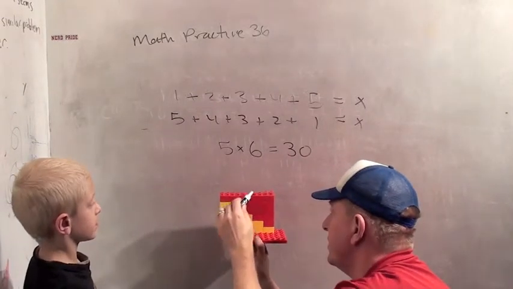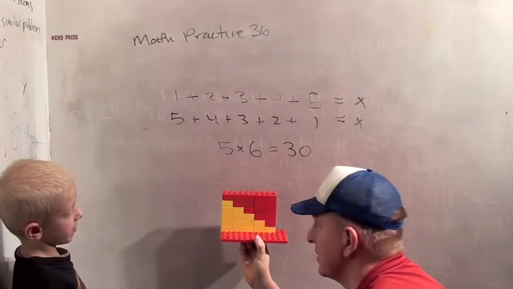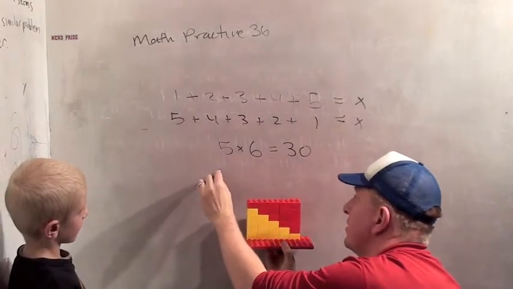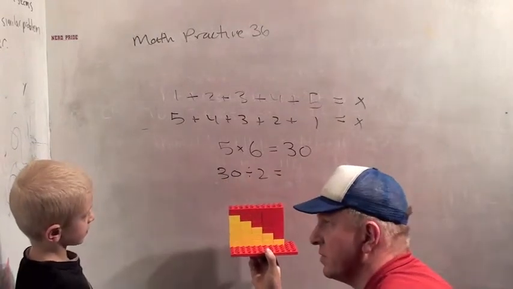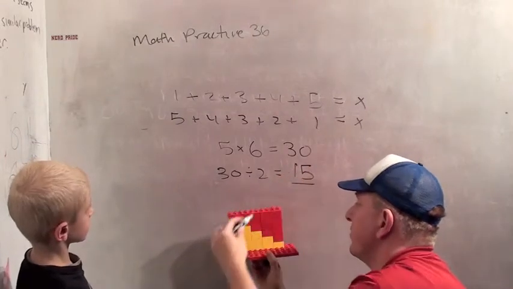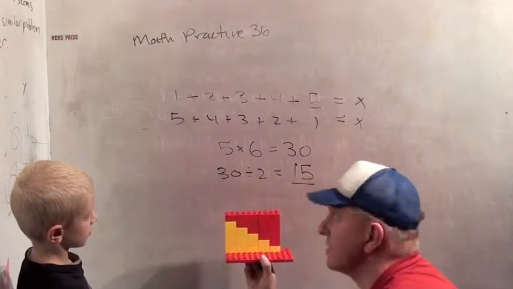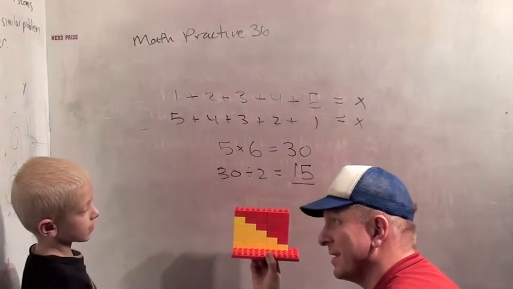But are there more red or are there more yellow, or are they exactly the same? They're the same. So I have to take 30 divided by 2. And what number times 2 equals 30? 15. So that must mean there were 15 yellows and 15 reds. So that was 1 plus 2 plus 3 plus 4 plus 5. Pretty neat, right? Cool.